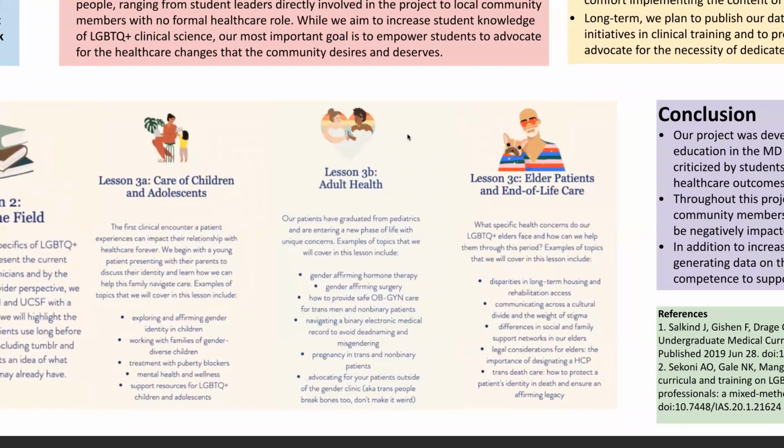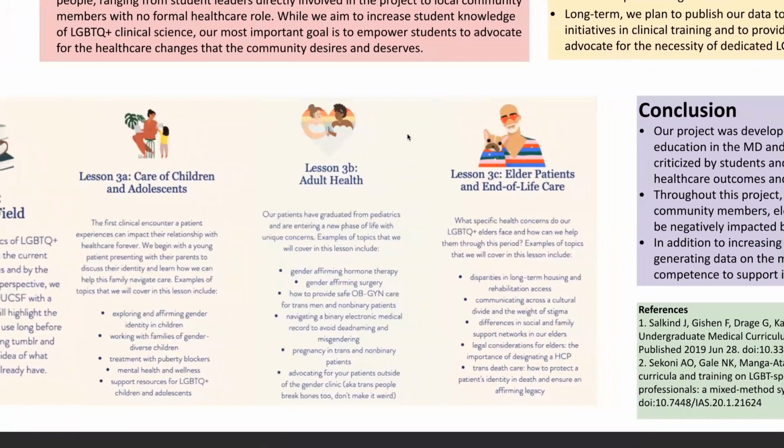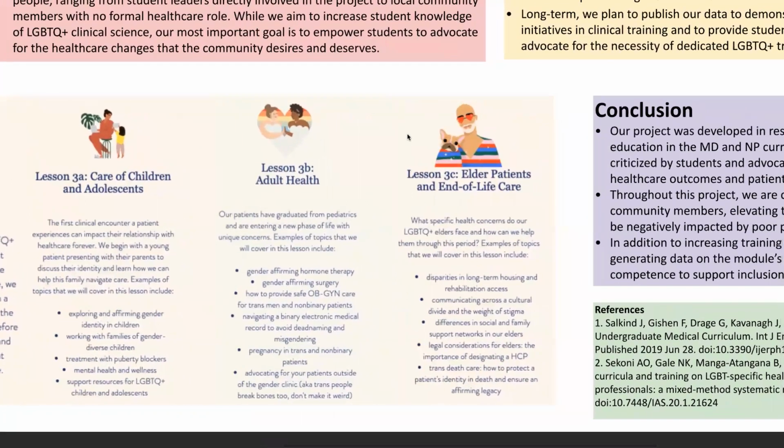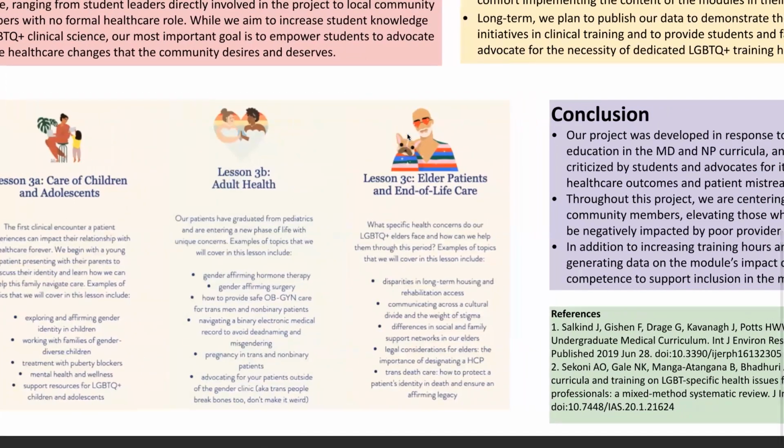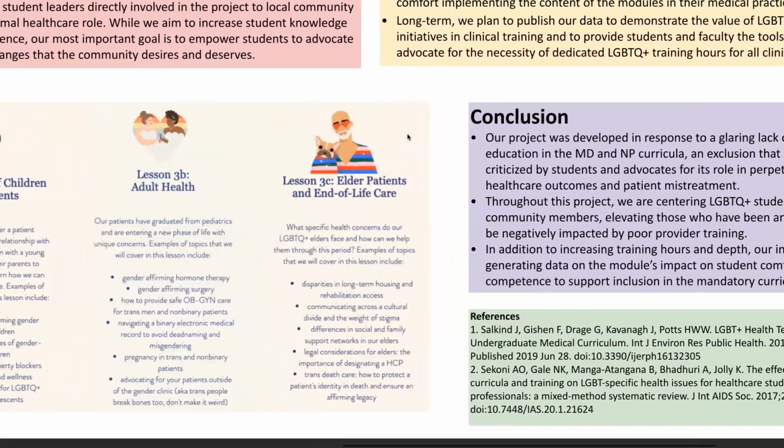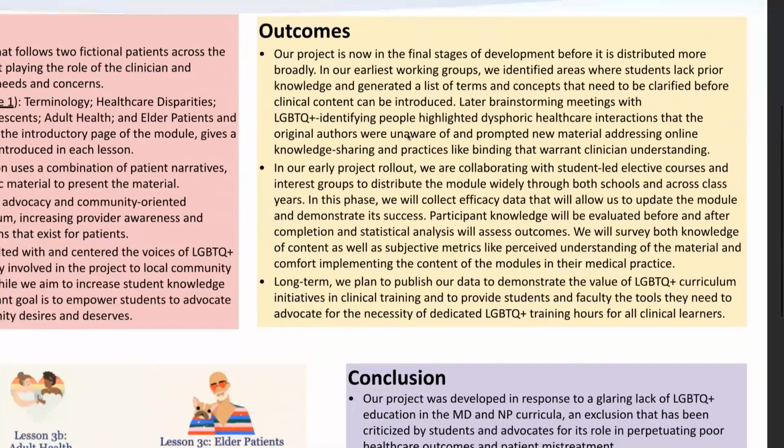Adult health similarly goes over both medical and non-medical things. We talk about pregnancy and trans and non-binary patients, creating safe spaces, especially in traditionally gendered clinics like OB-GYN, and then as well affirming hormone and surgery. In elder patients and end-of-life care, we talk about how to take care of LGBTQ elders. In particular, a few of the things we focus on are how to communicate with a generation that had a much stronger stigma than we have now and how to work with that. And then legal considerations like designating healthcare proxies and the importance and how that's different for queer and trans people.